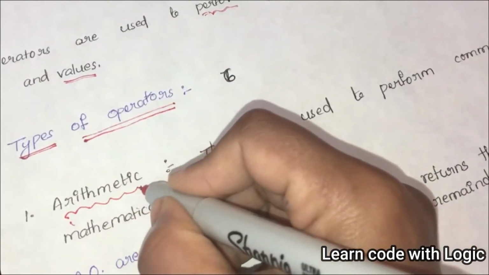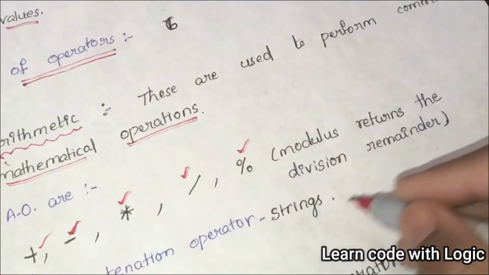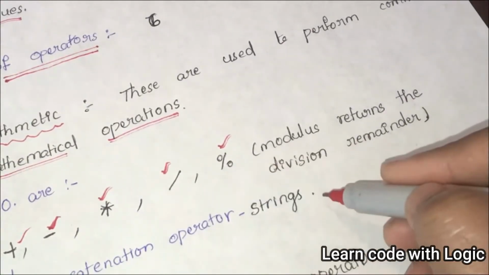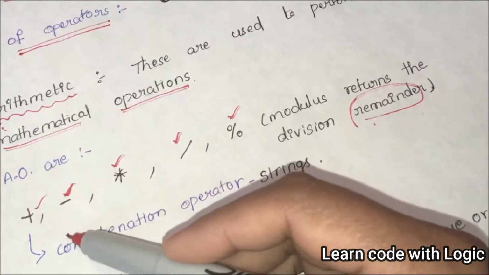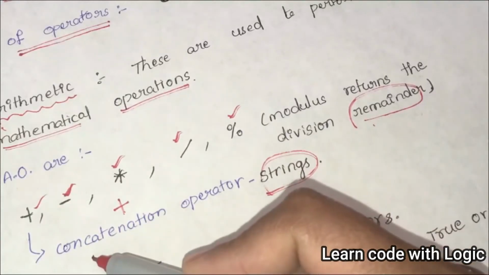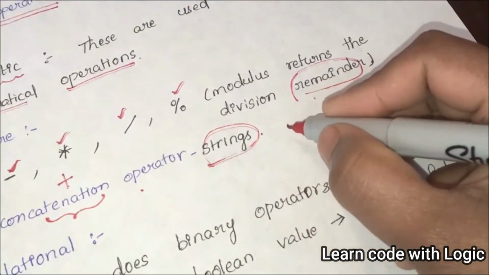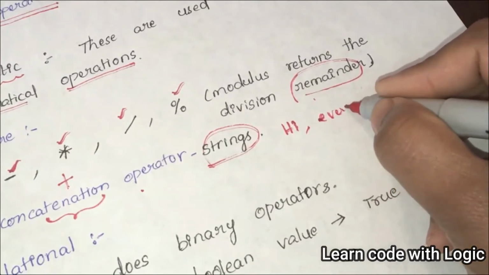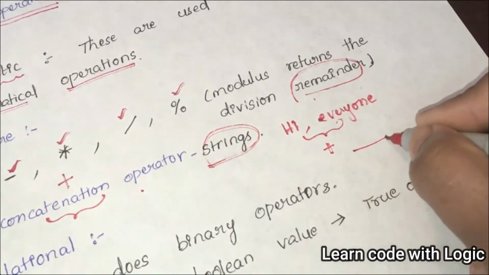The first one is arithmetic operators. These are used to perform mathematical operations: addition, subtraction, multiplication, division and modulus. Modulus returns the division remainder and plus is addition. If you take the same symbol when you are dealing with strings, then this one performs concatenation. Concatenation means it just adds two strings. Suppose you have "hi" and the second string is "everyone"; if you concatenate, it brings them all together.